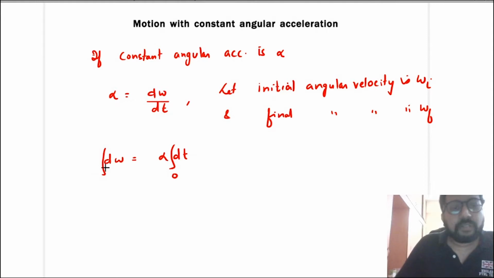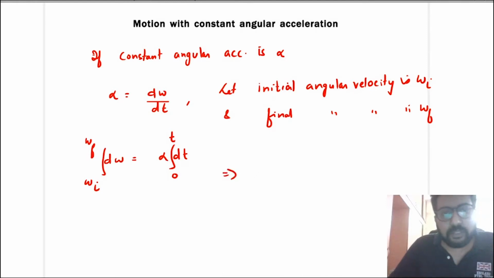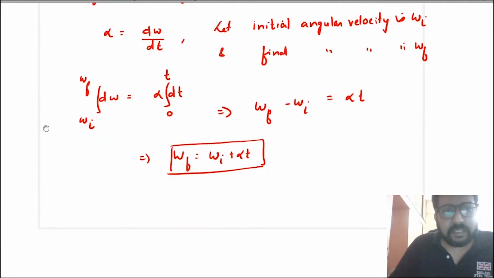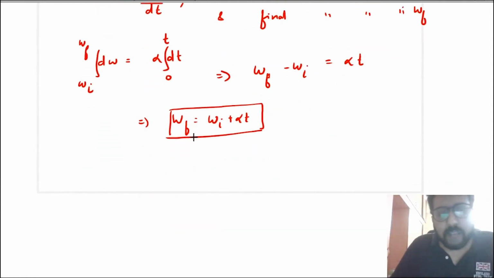So at t equal to 0, the angular velocity is omega initial. At t equal to t, the angular velocity becomes omega final. So from this you will get omega final minus omega initial is equal to alpha t. That means omega final is equal to omega initial plus alpha t. This is also same as v is equal to u plus at.